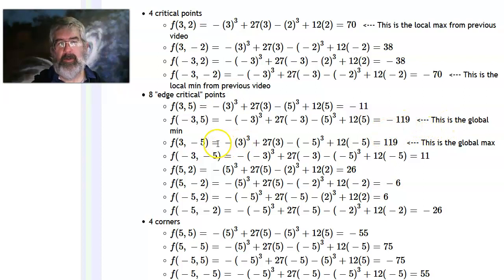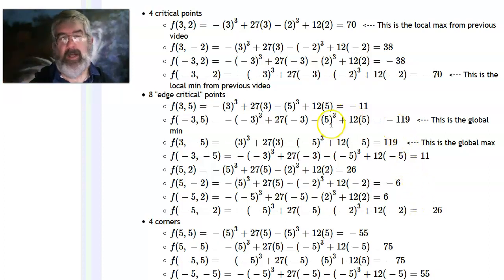But here's another point at 119, at 11, at 26, at -6, at 6, -26, -75, 75, -55, 55, right? So all of those were interesting points. I had critical points on the interior, I had edge critical points, and then I had the corners, all of which might have the max or the min, and I got to check them all.